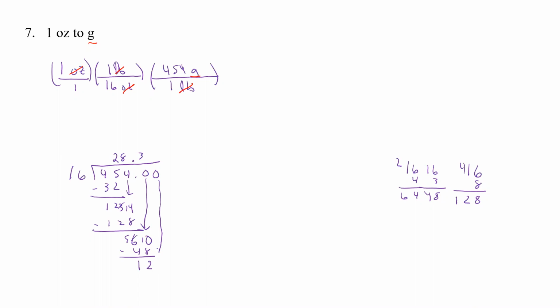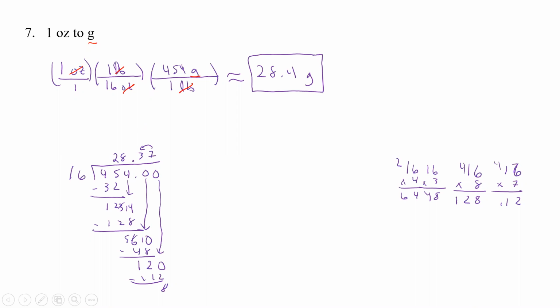Now I bring down my 0. Well, it's going to be 1 less than that, so it's going to be a 16 times 7. And that's going to be 42. That's going to be 11. That's a 7. 1, 1, 2. Subtract that, that's 8. All right, so we've got enough to get to the nearest tenth. So that's going to be approximately, round that up, 28.4 grams. Okay, and so that would be my answer there.